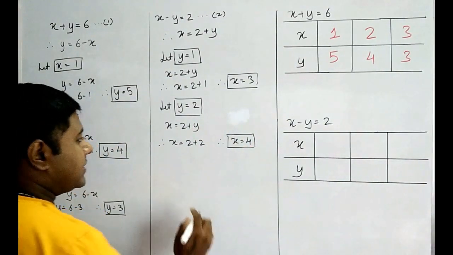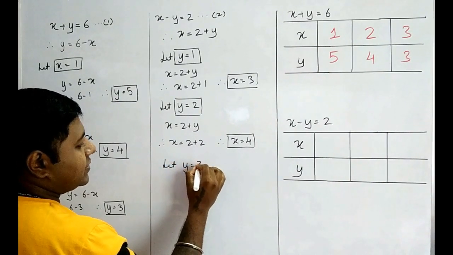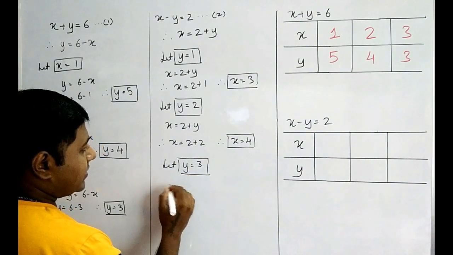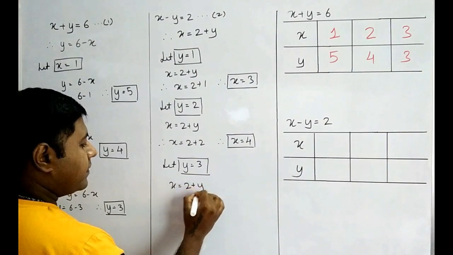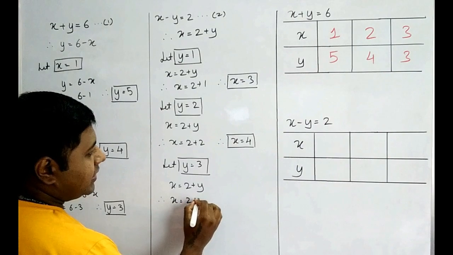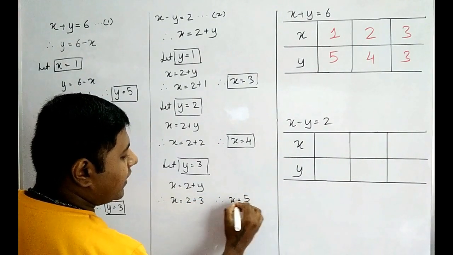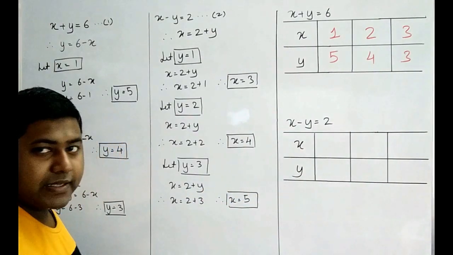Again, we'll take the third assumption. Let y is equal to 3. Therefore, substituting it in the equation, x is equal to 2 plus y. We'll get x is equal to 2 plus 3. Therefore, x is equal to 5. So, for y is equal to 3, we get x is equal to 5.